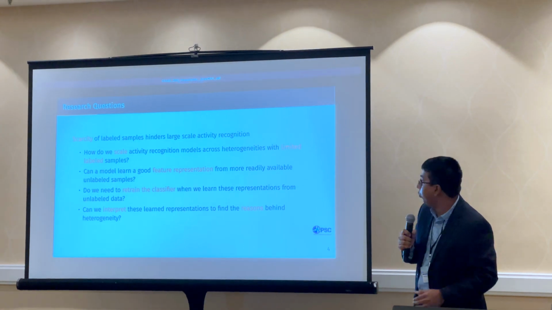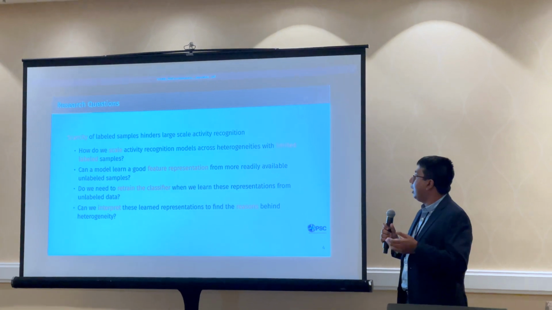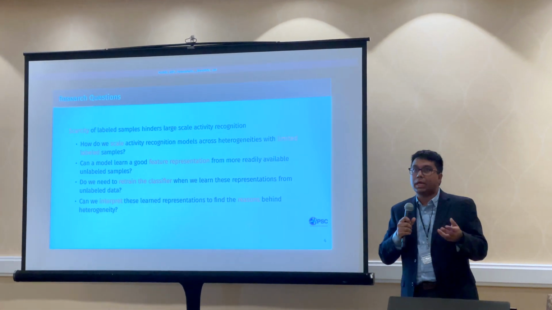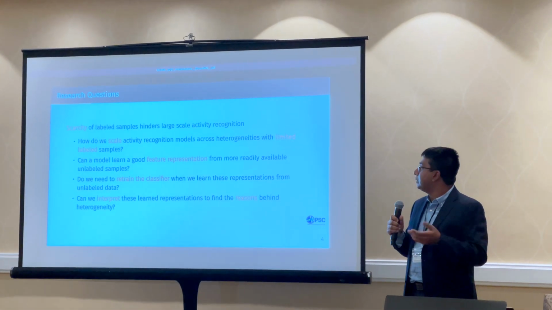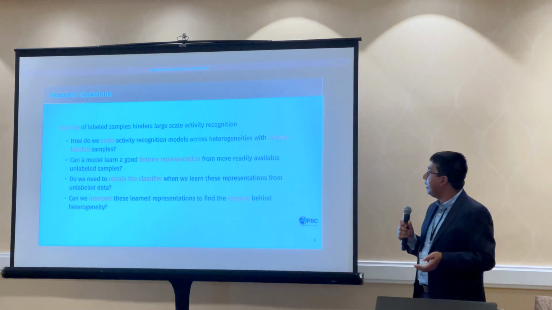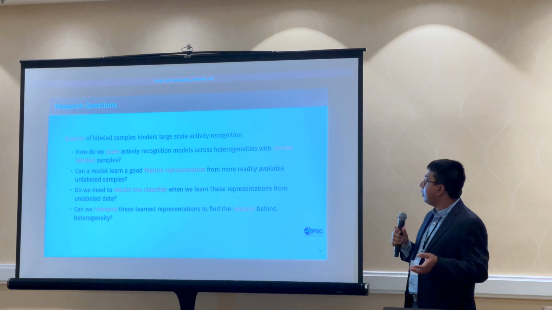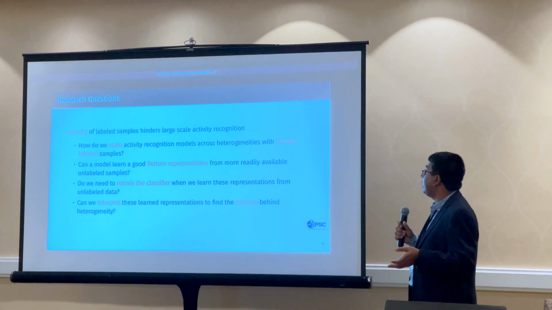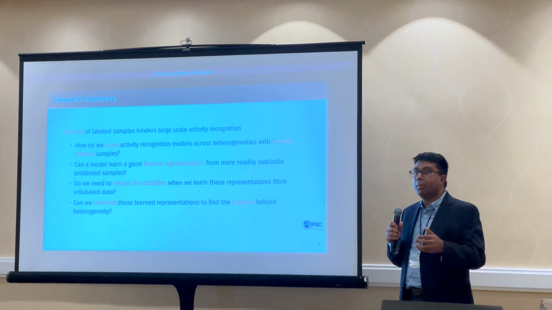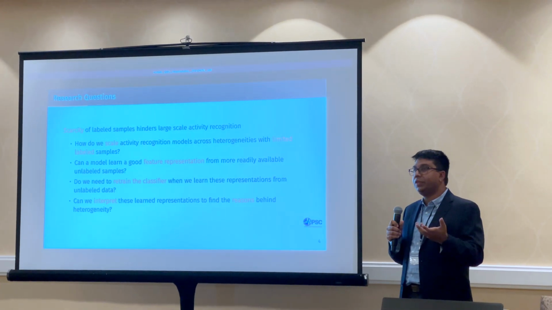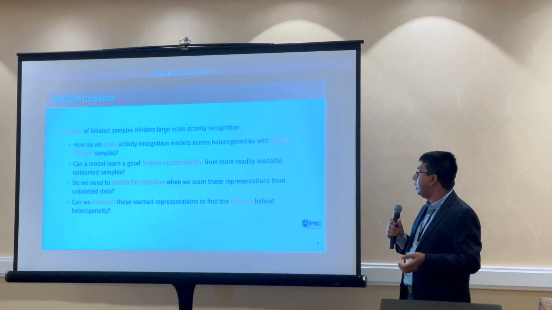So we asked ourselves this question before starting this project, of how to actually handle this kind of thing. The obvious thing would be to collect more data and label them, but that's not a feasible thing. So we asked 4 questions, like how do we scale activity recognition models across heterogeneities with limited label samples? Can a model learn a good feature representation from more readily available unlabeled samples? So we don't need to label the data samples, but can we still learn some feature representations from unlabeled data? That is, we can easily get them.